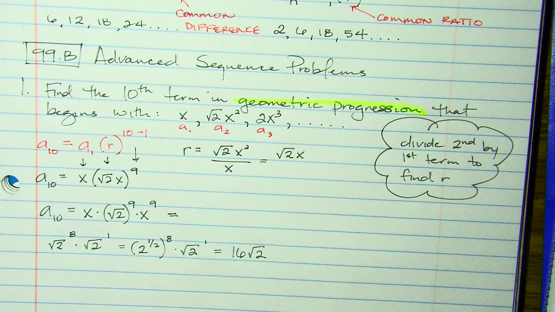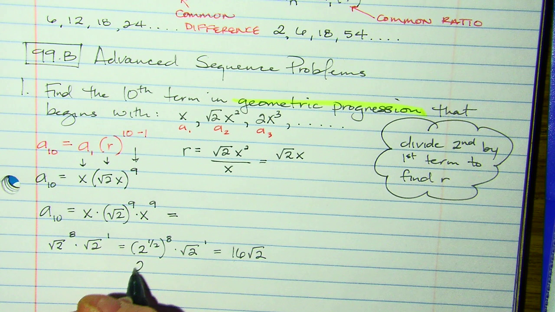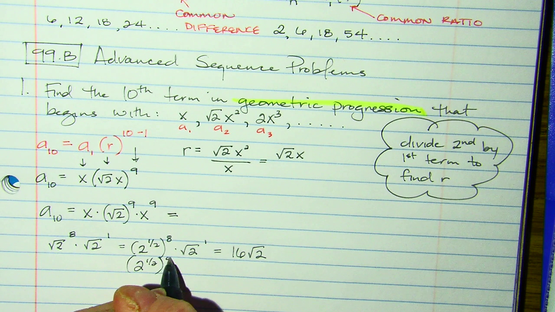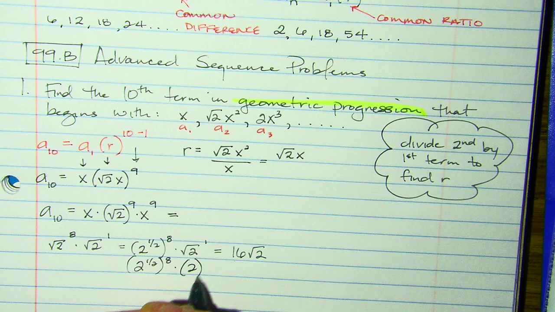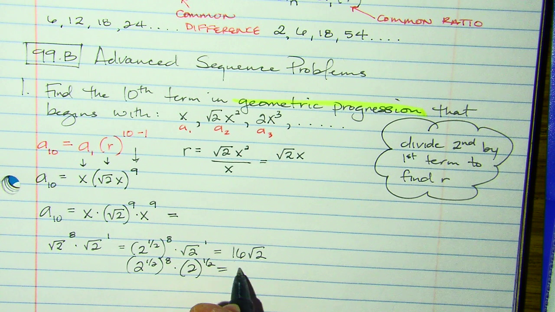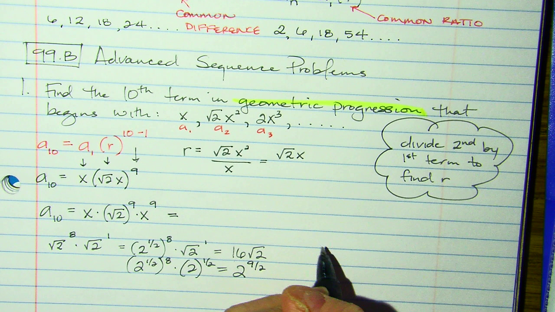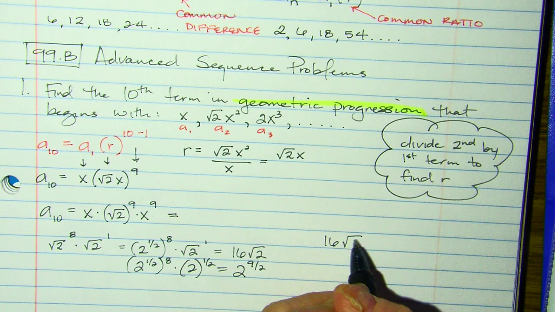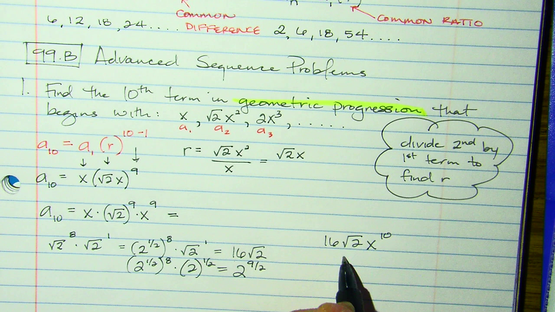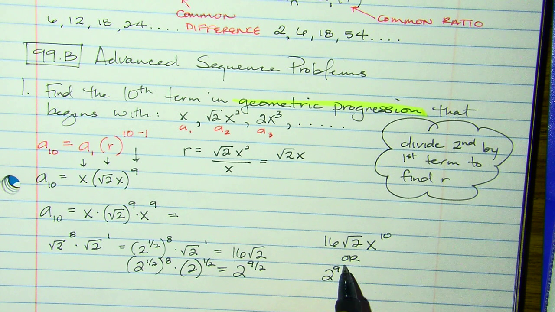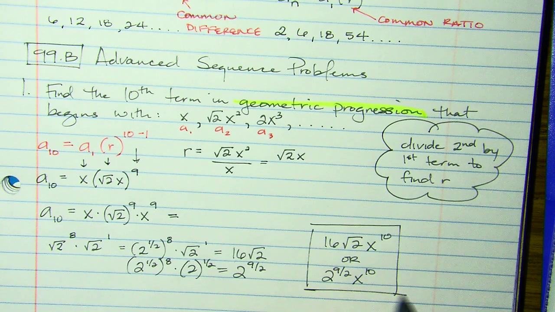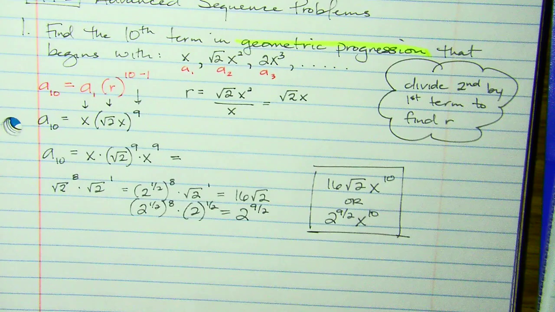There are so many different ways to write this. I could also write this as 2 to the 1/2 to the 8th times 2 to the 1/2, which would give me 2 to the 9/2. So either way, I get 16 root 2 times x to the 10th, or 2 to the 9 over 2 times x to the 10th. It's really up to you how you want to write that, but please don't write things as a decimal.